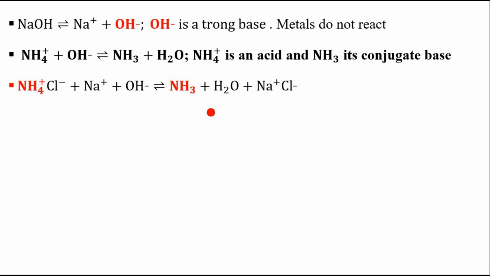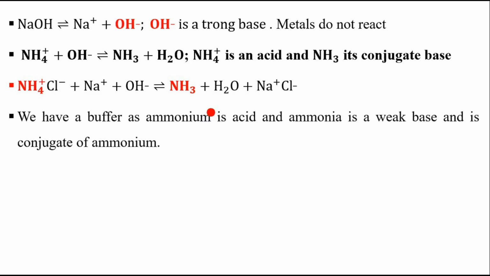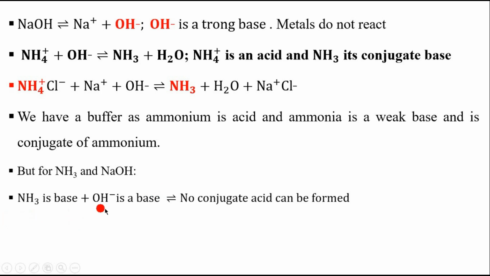What if we have ammonia and sodium hydroxide? Do we have a buffer? That's what we need to check. Here we have ammonia, and from sodium hydroxide we have hydroxide. If you react ammonia and hydroxide, you don't produce ammonium. So here we don't have a buffer. This is a base and this is a base. No conjugate acid can be formed. That is the reason why you cannot form a buffer solution made by ammonia and sodium hydroxide, but you can form a buffer made with ammonium chloride and sodium hydroxide. That was question number 11.